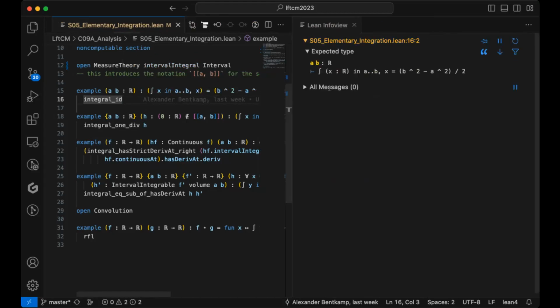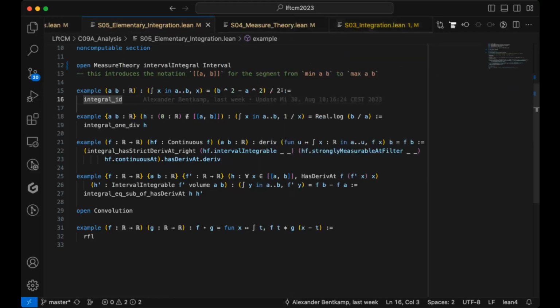And x is a real number, so this is the identity function. And then the result, of course, is x squared over 2, and this is a definite integral between a and b, so it's b squared minus a squared over 2. So this is evidence that we have an integral. Again, is this an integral?